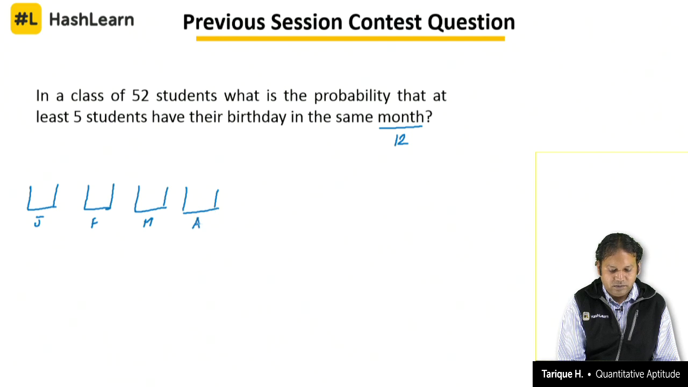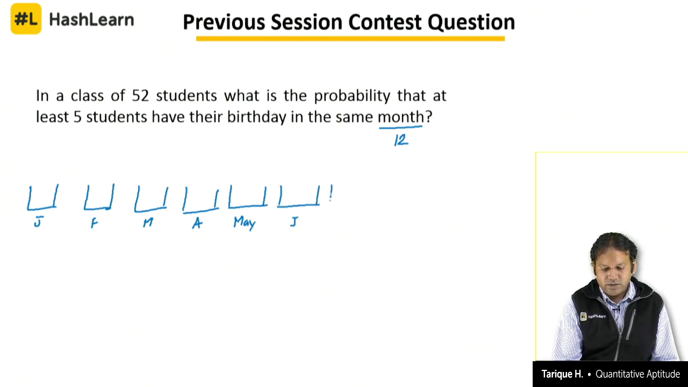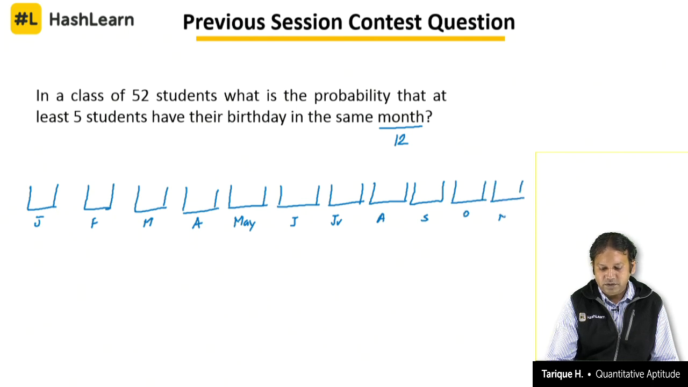Think of these 12 months as 12 boxes, let's say call them January, February, March, April, May, each month is a box, June, July, August, September, October, November and December. You do not have to do it like this, it is just for your understanding.